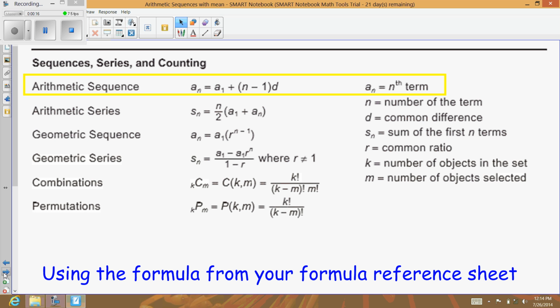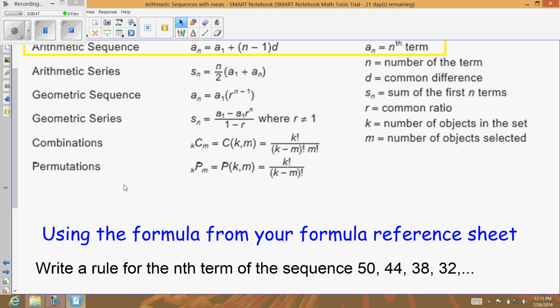So in your reference sheet, you have an arithmetic sequence. It's on the second page, and I've highlighted it here on your page. A_N equals A_1 plus N minus 1 times D. D, remember, is that common difference, what you're adding, or a negative number. A_N is the term that you're looking for, that nth term, whatever they tell you. A_1 is the first term, N is the number of terms that you're looking at. And all you have to do is substitute it into that equation.